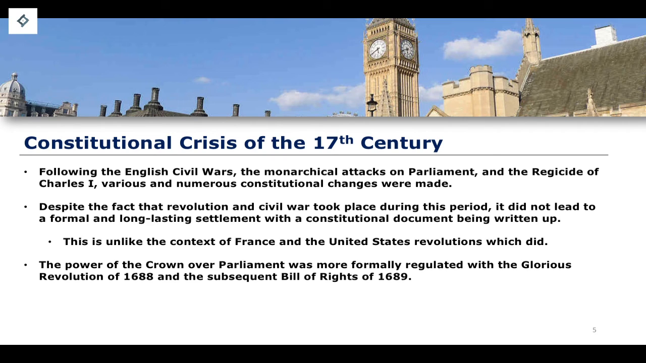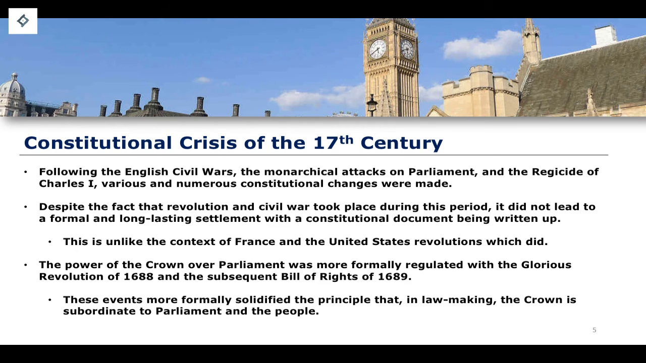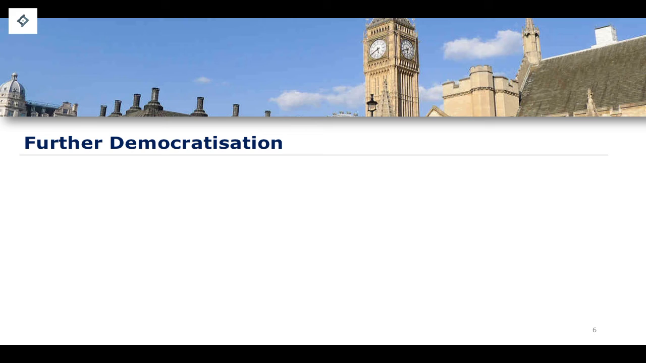When we talk about the principle of parliamentary sovereignty in future lessons, we will talk about the impact of the Glorious Revolution and the Bill of Rights as the influence for the principle that Parliament is the supreme lawmaking authority within England and Wales, within the UK even more formally. So, essentially, these events solidified the principle that when it comes to lawmaking, the Crown is subordinate to Parliament and the people.